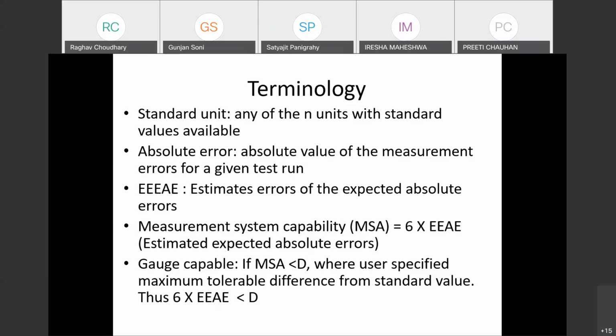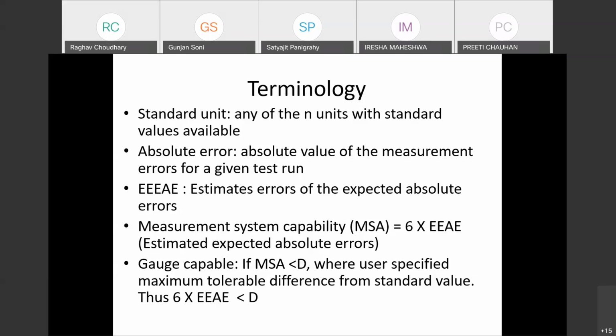We don't have that much time, so we can't discuss all of these things, but these are some of the formulas which are used. Then, whether the gauge is capable or not. I'm again repeating, we are doing it for the situation in which the standards are available with us. So, is the gauge capable or not?